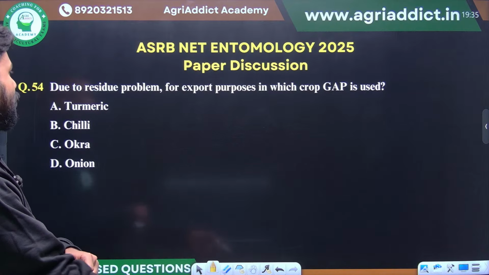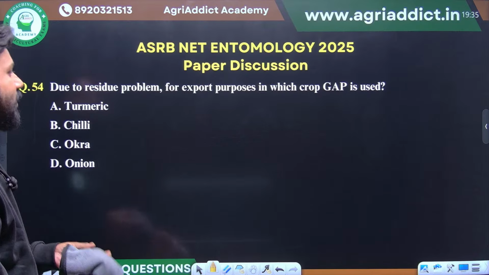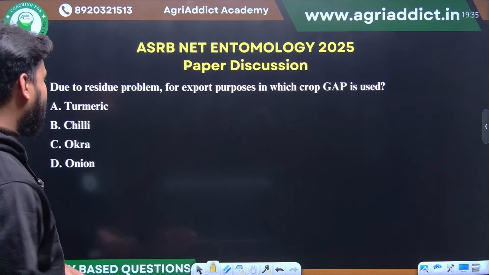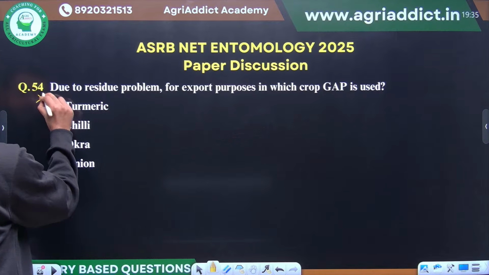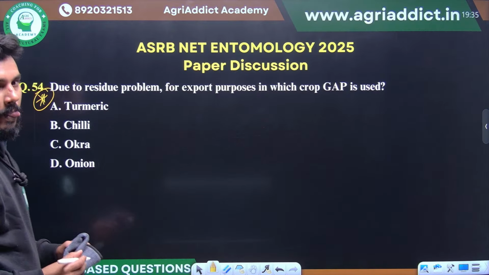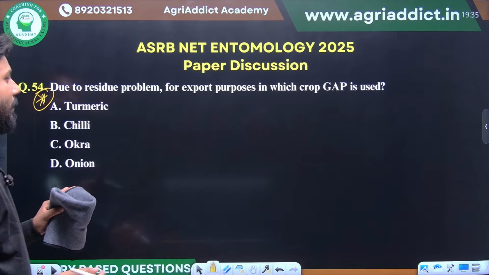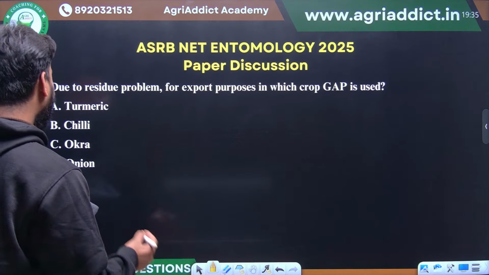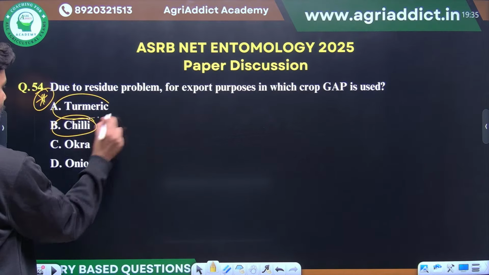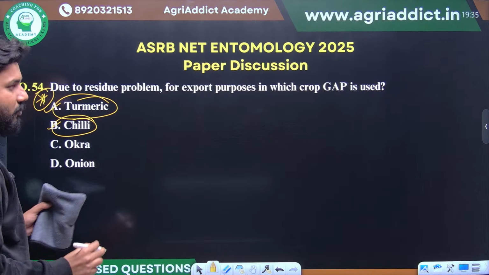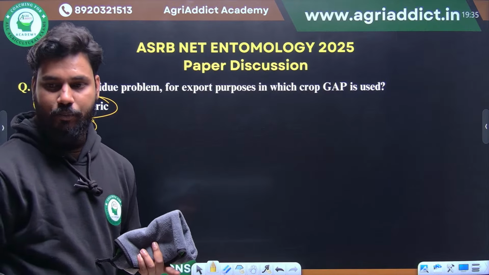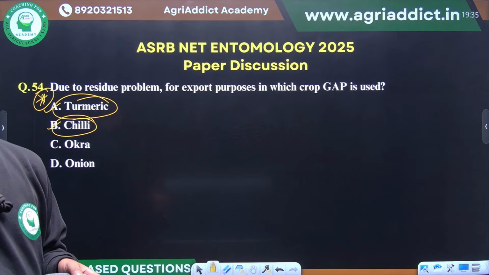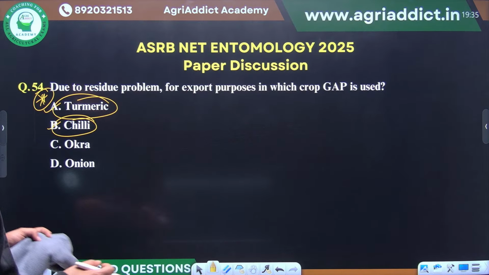Next question is, due to residue problem for exporting purposes, in which crop is GAP used? That is Good Agricultural Practices. I didn't find any proper references for this question, but the answer may be chili or turmeric. So based on the examiner, if anyone has proper references for this question, you can comment down in the chat section.